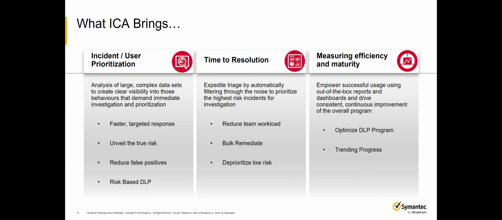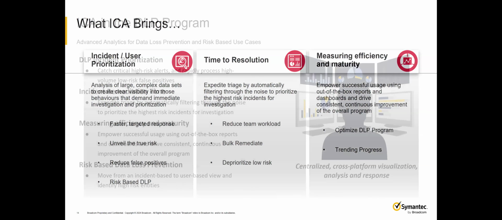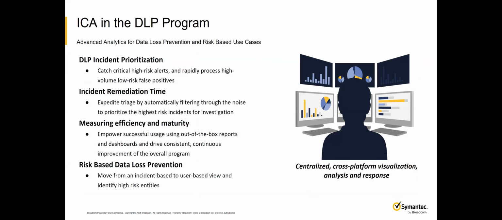So taking all of this into the DLP program, what this leads to is these three major use case benefits that ICA can bring into your DLP program: the DLP incident prioritization, the reduction in incident remediation time, and it allows you to measure the efficiency and maturity of the DLP program. As a part of today's session, we will drill down into each of these three use cases and show how it's achieved inside of the console in the demo.